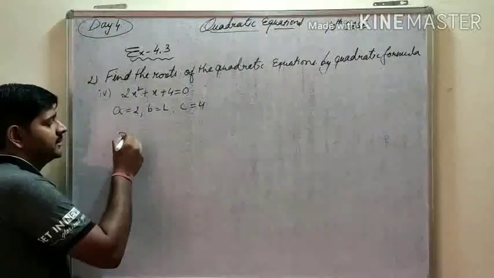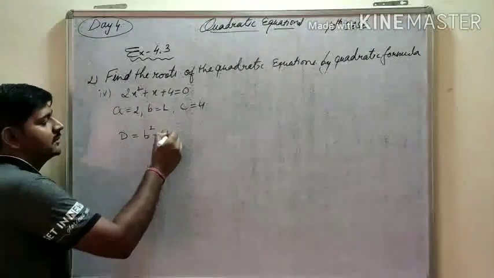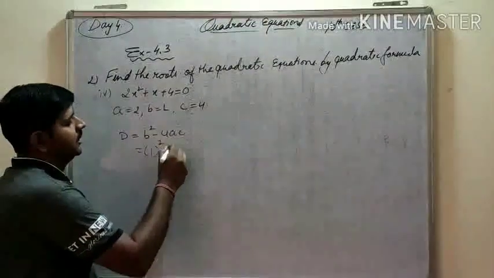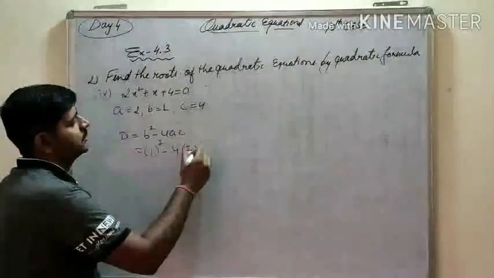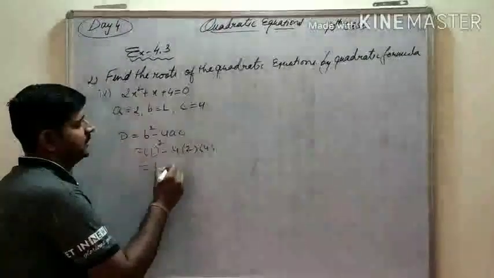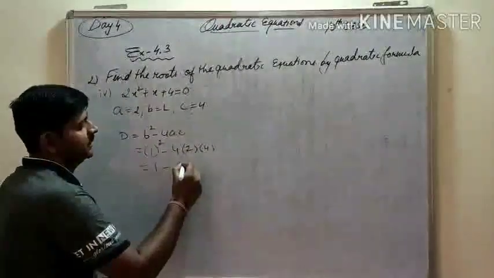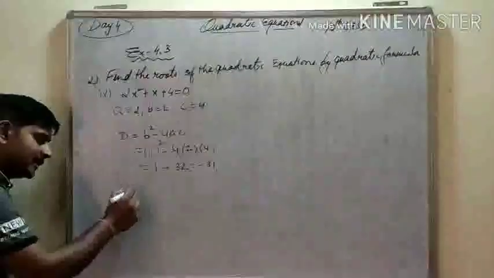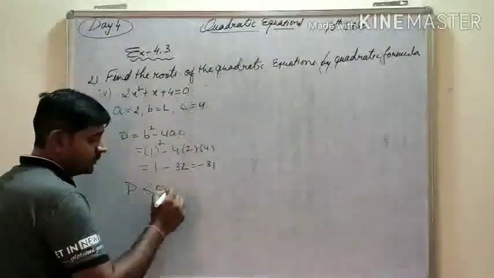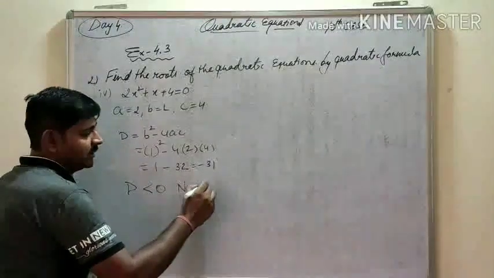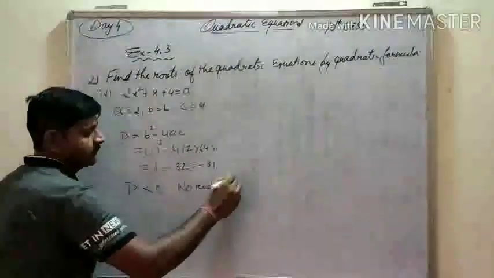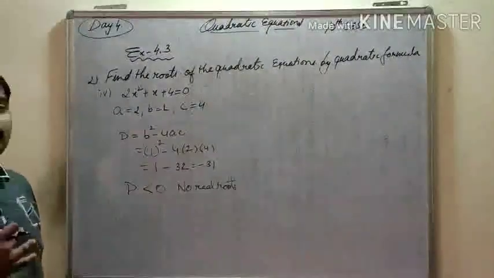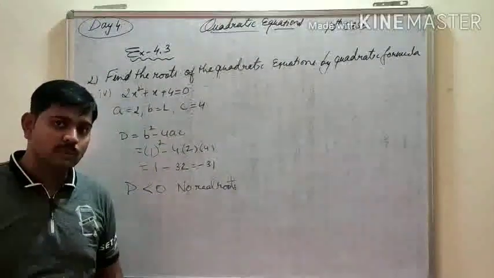So the discriminant is the same, b square minus 4ac. If we write 1 square minus 4 into 2 into 4, so 1 minus 32, we get negative 31. So if the discriminant is less than 0, there are no real roots. That's why there's no need to apply the quadratic formula, because it's impossible to get real roots.